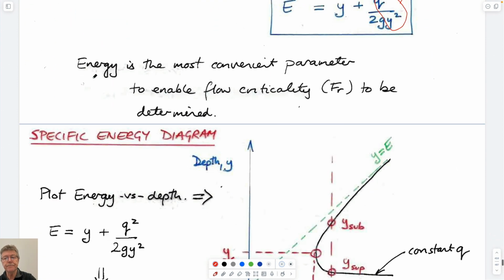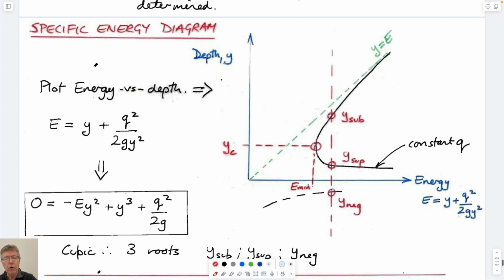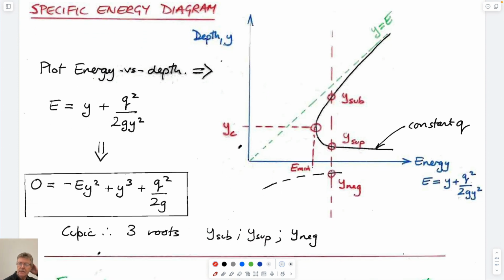Y decreases. And so now what we can do is a little bit of math, is that if our specific energy is defined in terms of this, we could subtract E off to the right-hand side, so it's all equal to 0. And we could multiply everything by Y squared.